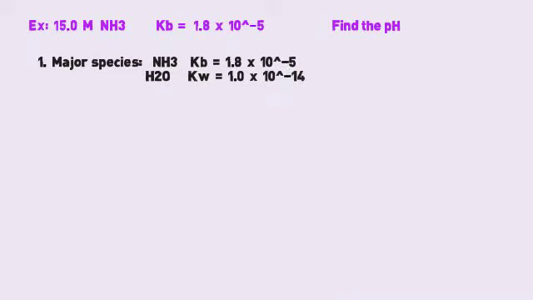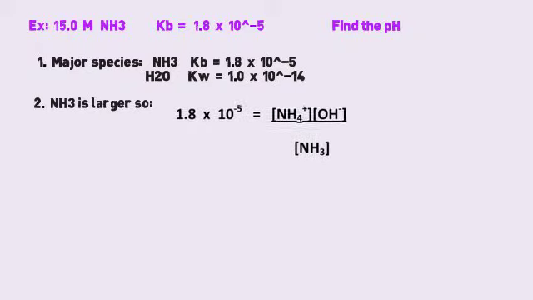Taking a look at this, we can then identify that NH3 is larger, the Kb is larger than that of water. So we can write the expression as follows. Please note you should have been able to write the equation for this. There it is, products over reactants.